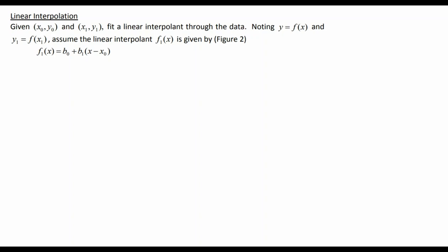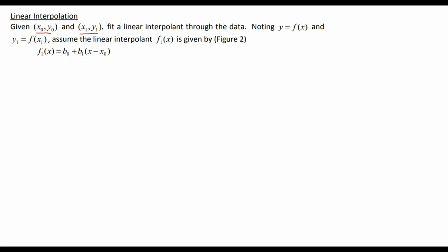So we are going to start with linear interpolation. You know that linear interpolation involves two data points. In this case, let's assume we are given two data points. The first one is x naught, y naught, and the second is x1, y1. What we are going to do is fit a linear interpolant through the data that has been given to us.